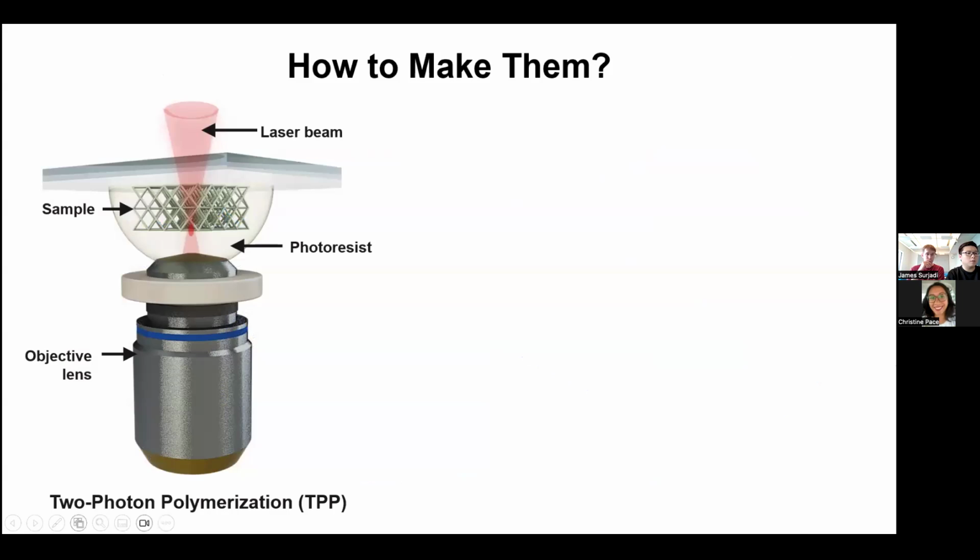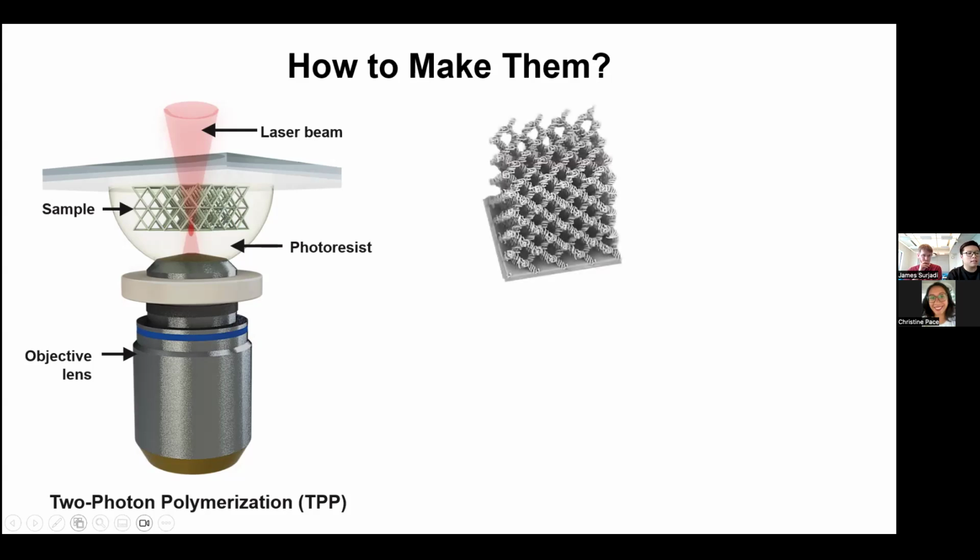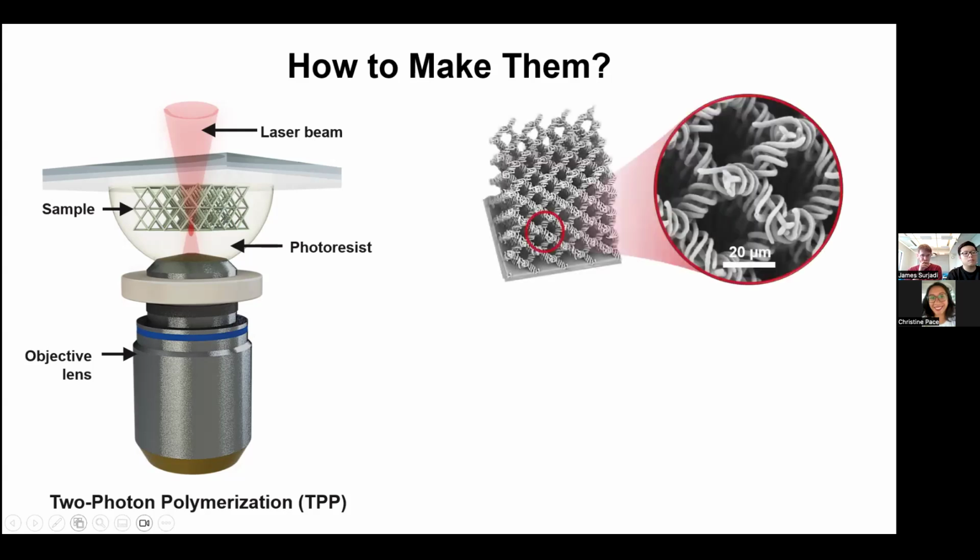All right, so how do we make these architectures? We use a 3D printing technique called two-photon polymerization, which is not exactly a common technique, so it's okay if you have not heard about it. Basically, it involves shining a focused laser beam onto a photoresist, and the spot at which that beam is focused will turn that photoresist from liquid to solid. That spot is then moved around in 3D space to create the 3D architecture. And this technique has allowed us to print features on the order of 1 to 2 microns.